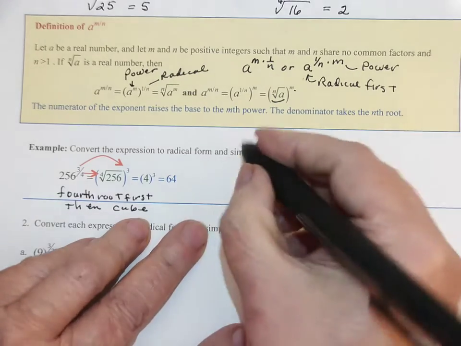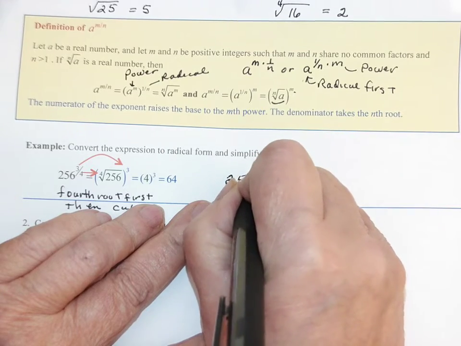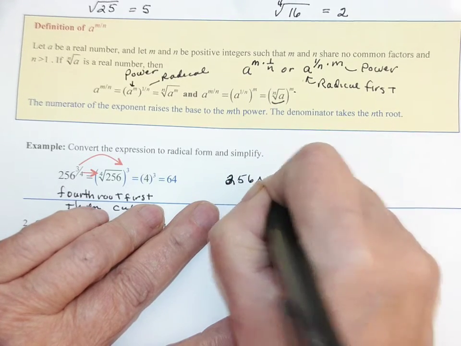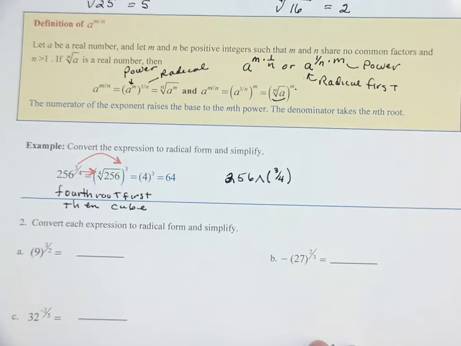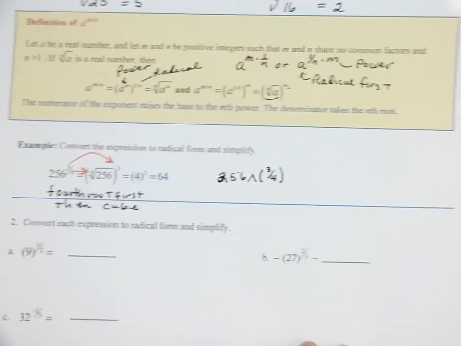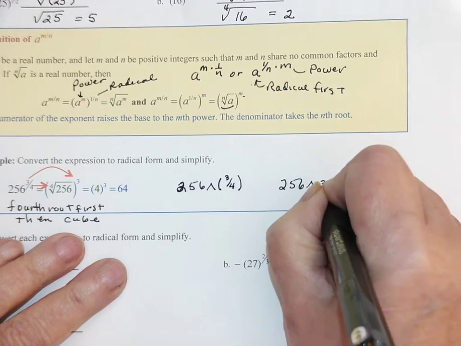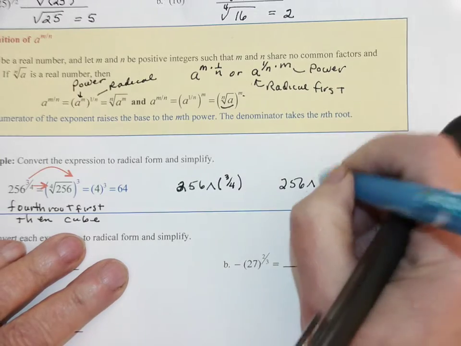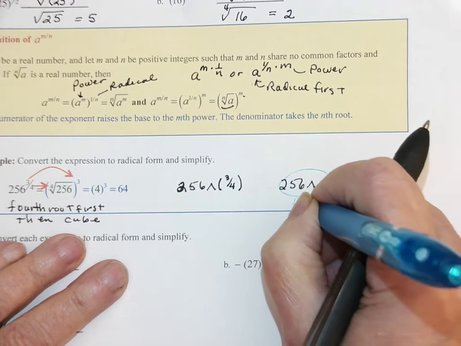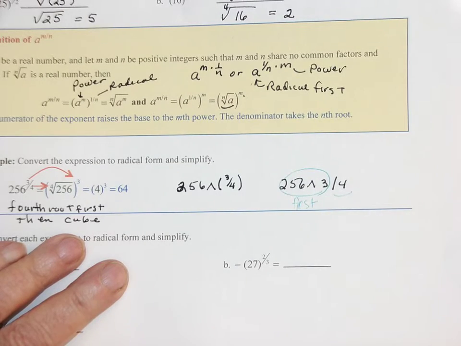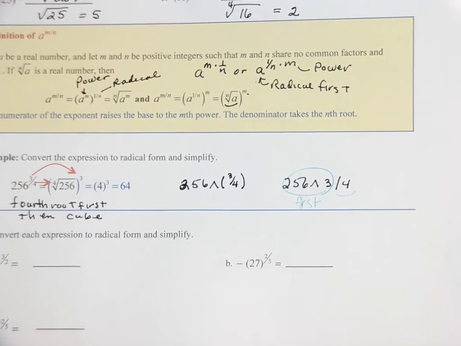If I were going to put this in my calculator, however, I'd have to do this. It would be 256 raised to the, and I'd have to make sure I put 3/4 in parentheses. Otherwise, the order of operations would come into play. So if I had 256 raised to the 3 divided by 4, it would do this first, and then it would divide by 4. So you want to make sure that the exponent is in parentheses.